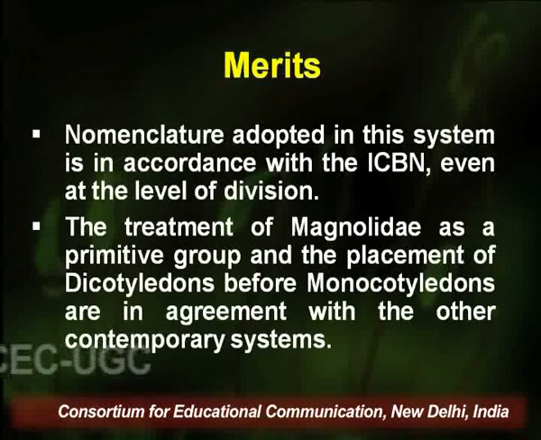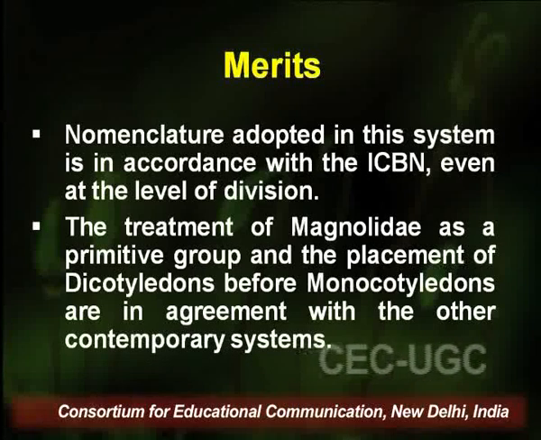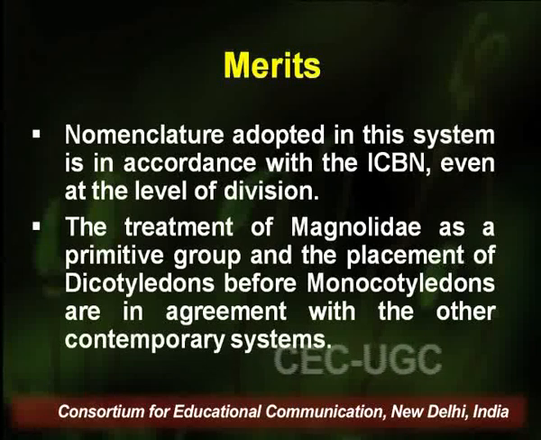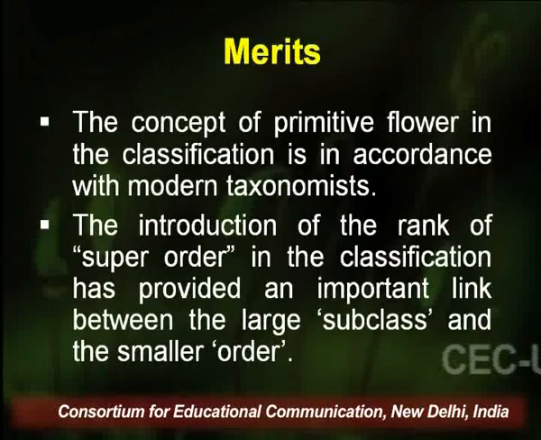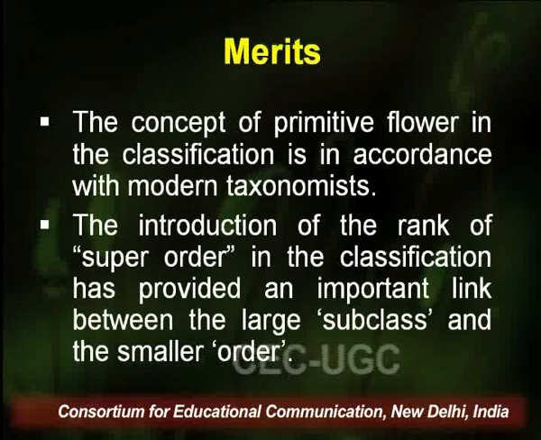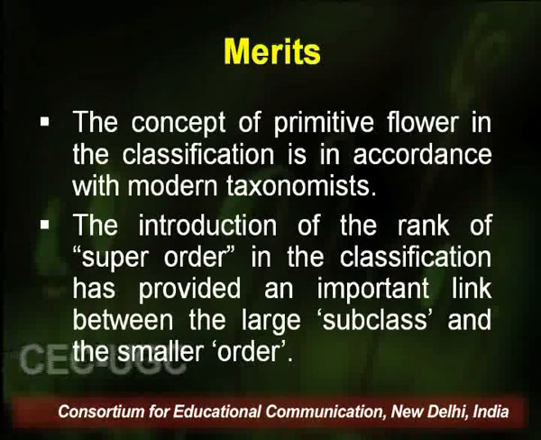The treatment of Magnoliidae as a primitive group and the placement of dicotyledons before monocotyledons are in agreement with the other contemporary systems. The concept of primitive flower in the classification is in accordance with modern taxonomists, and also the introduction of the rank of superorder in the classification has provided an important link between the large subclass and smaller order.